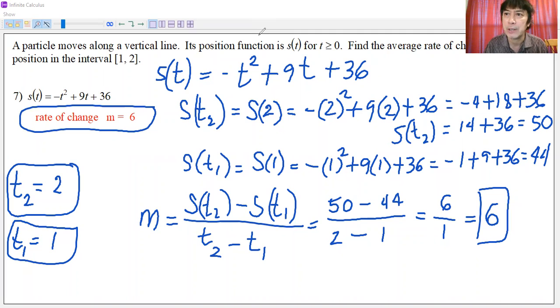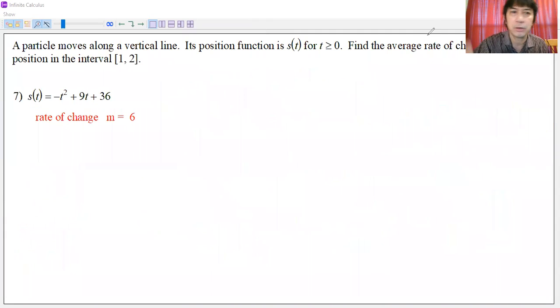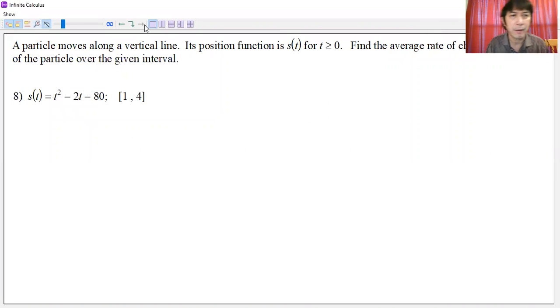Let's continue with the last number. That will be number 8. All right, a particle moves along a vertical line. Its position function is S of t for t greater than or equal to 0. Find the average rate of change of position of the particle over the given interval. It's similar to number 7.